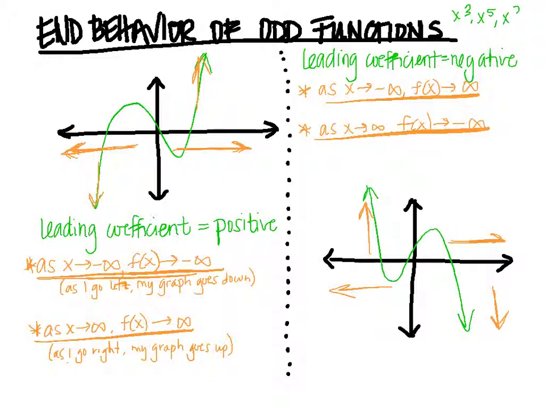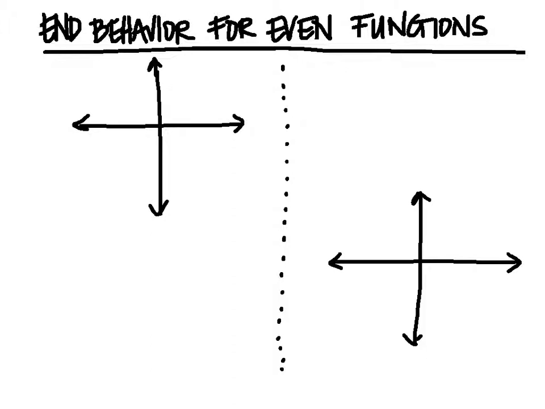Now we're going to go into the last column, which is the even functions. Okay, we still have two choices again. We can have the leading coefficient, and I'm going to shorthand it this time, be positive. Okay, or we could have the leading coefficient be negative. All right, so here we go.